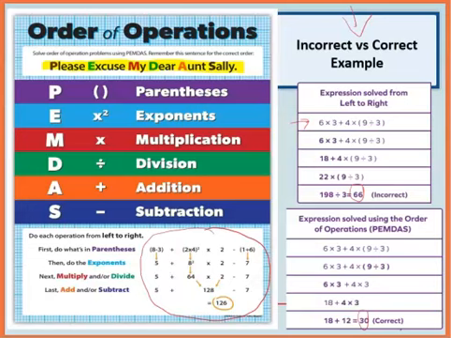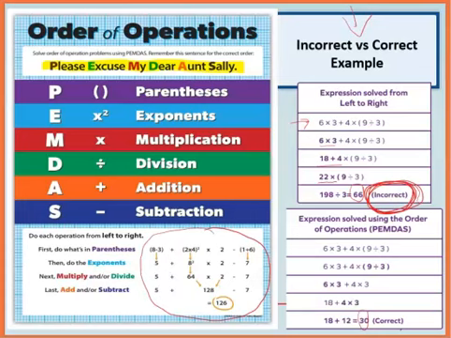Let's say they do the multiplication first instead of the parentheses like they're supposed to in order of operations. Well, they're going to end up with 18 plus 4 times the 9 divided by 3. Again, if they're working left to right, 18 plus 4 is going to give them 22 times the 9 divided by 3. Well, 22 times 9 is 198, divided by 3 is 66. That's going to give them the incorrect answer because they did not follow order of operations. They just worked everything from left to right.